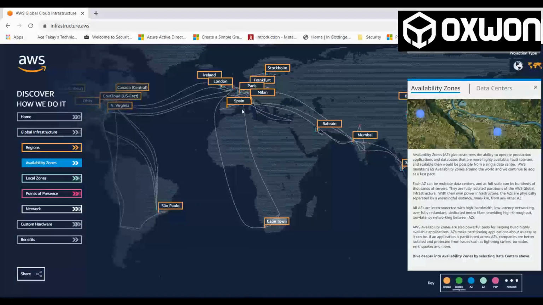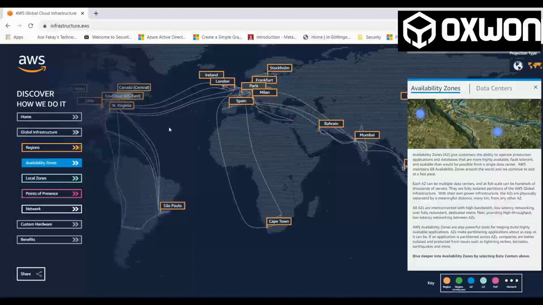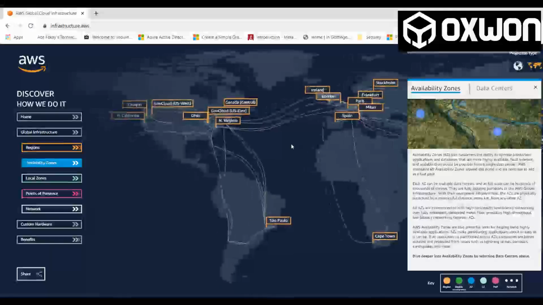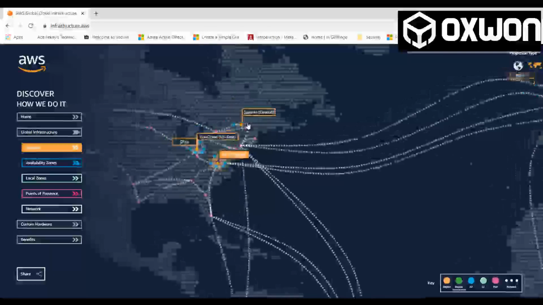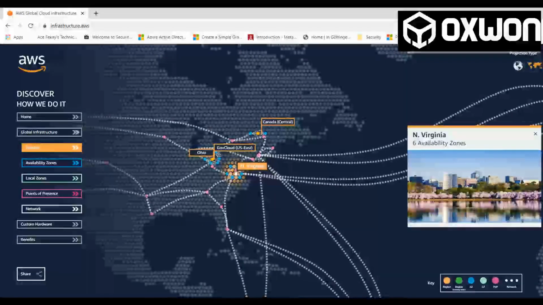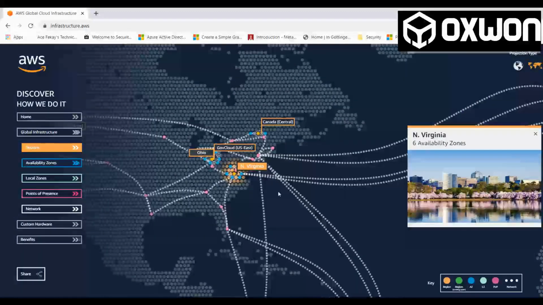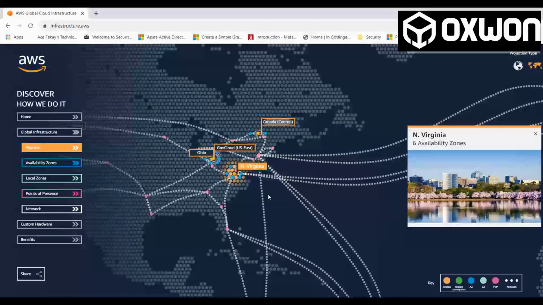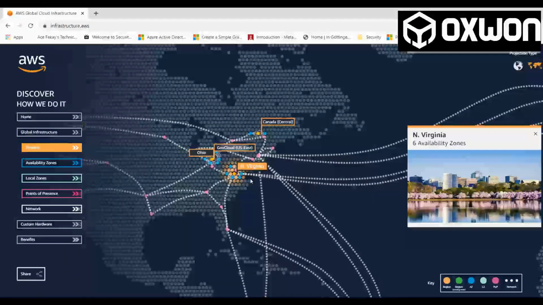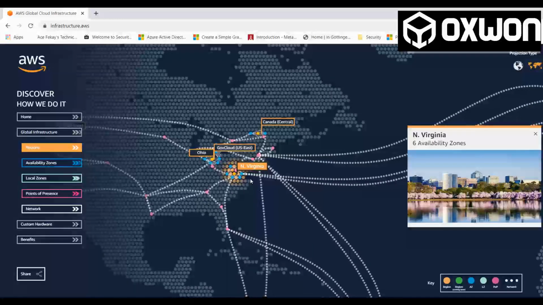Now what I'm going to do is just focus on one particular region here, let's say North Virginia, okay? I usually pick North Virginia because this is considered to be the guinea pig for Amazon, so they do lots of testing and new features are introduced in this region. So this region here has six availability zones. So what's inside each availability zone? Now each availability zone is a data center, or it could also have more than one data center within that availability zone.